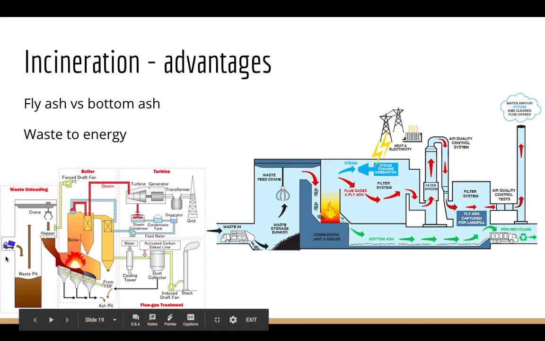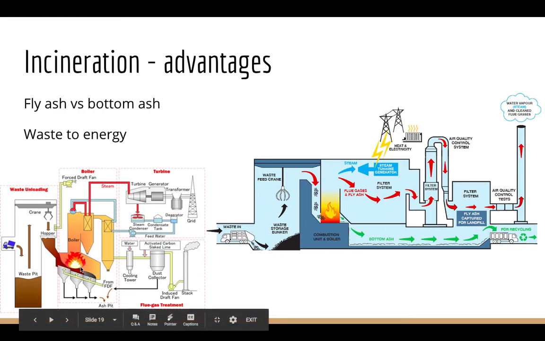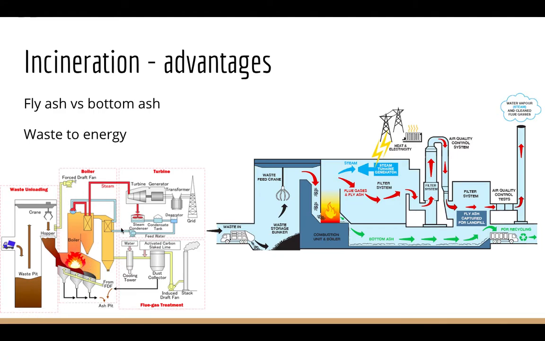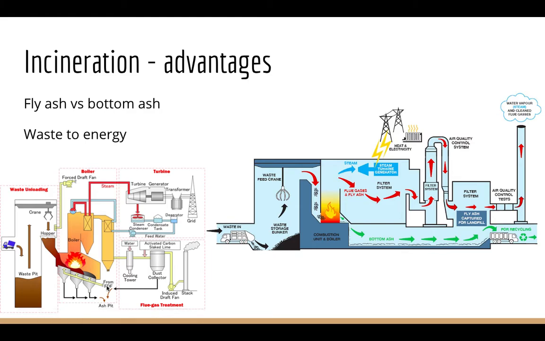So you can see here's your waste. Crane picks it up, sticks it in the boiler, right? And that boiler is burning the trash, and then you get fly ash that is going to be suspended above that boiler. It's suspended up in the air. Bottom ash is residue that collects underneath the furnace. It's going to collect down here. Bottom ash is similar to what you would see in your fire pit after you've had some s'mores or something like that.